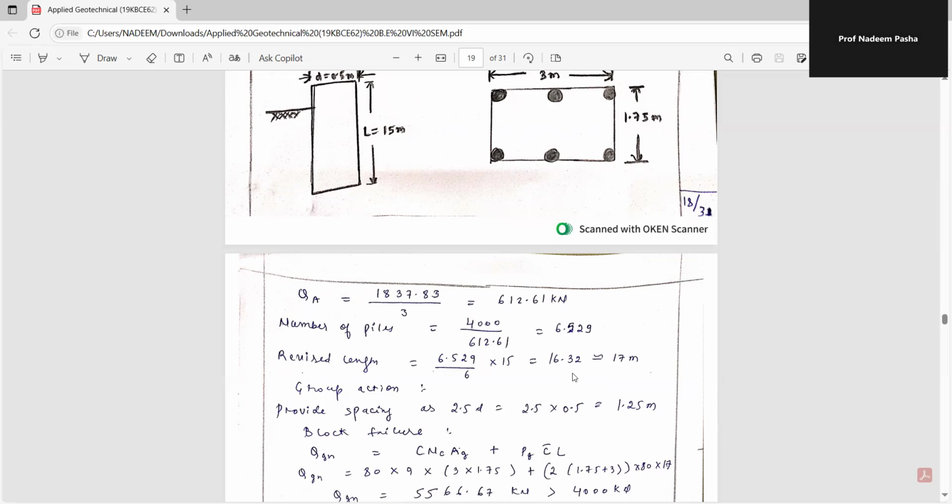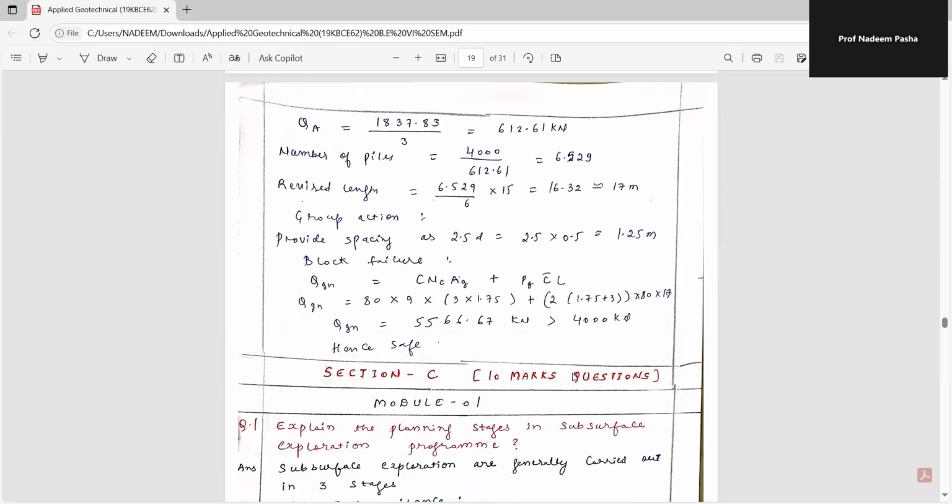Group action: provide spacing as 2.5D, 2.5 into 0.5, it comes out to 1.25. So the block failure QGN is equal to C into Nc Ag plus Pg C bar L, where QGN is equal to 80 into 9 into 3 into 1.75 plus 2 into 1.75 plus 3 plus 80 into 17. So QGN is equal to 5566.6 kilonewton, greater than 4000 kilonewton. Hence it is safe.